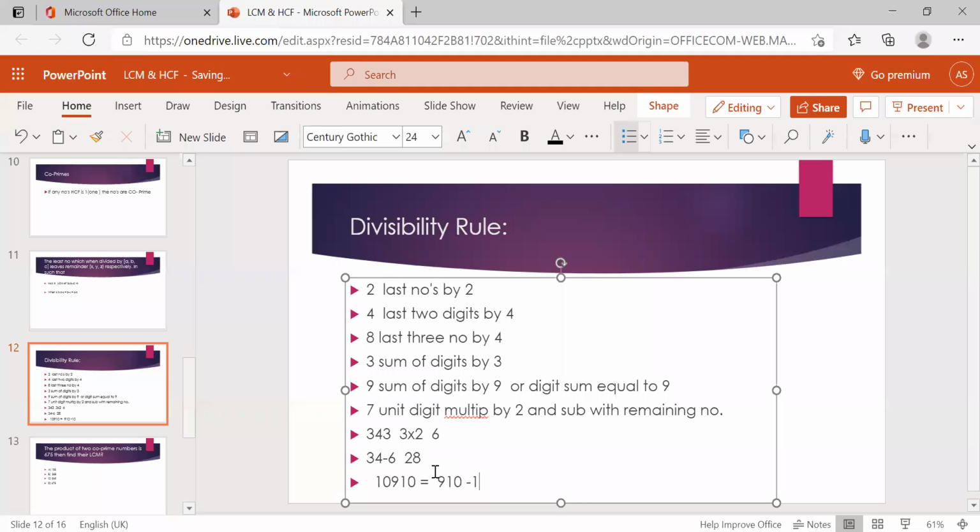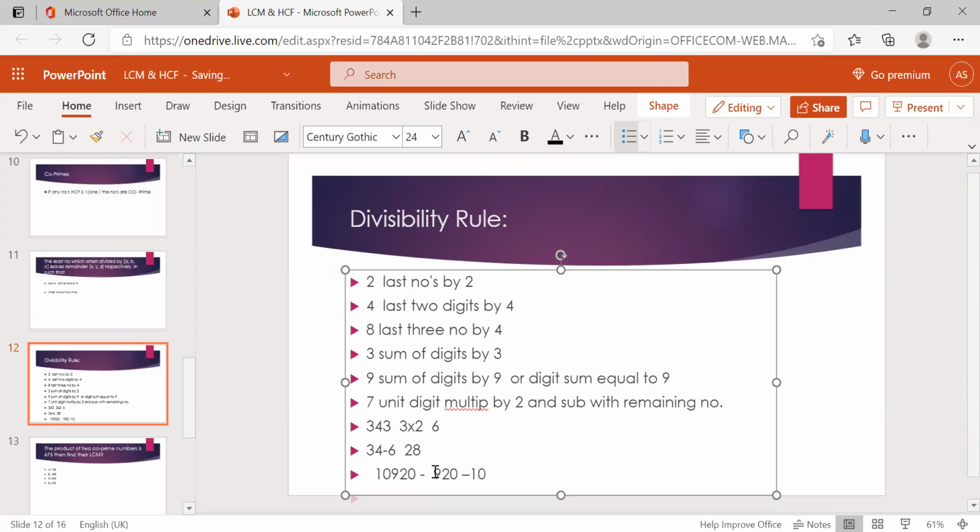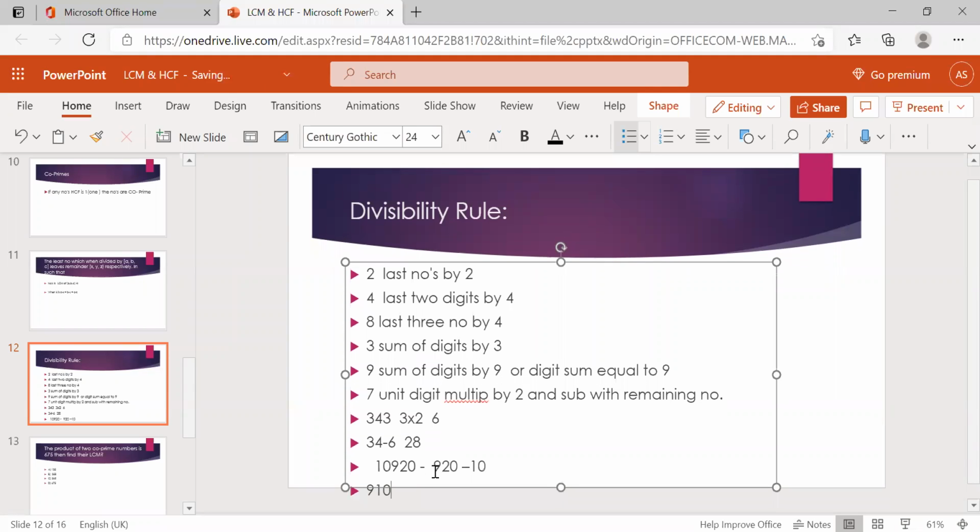Okay, take that for example, it's better. Take 10920. Then the last three digits 920 minus the remaining number gives 910. Is 910 divisible by 7? Yes. So the whole number will be divisible by 7. Okay, 13 times 7 is 91. Is it clear?